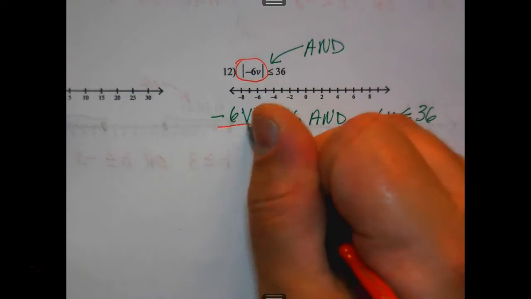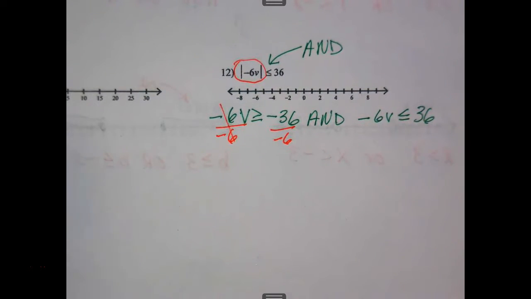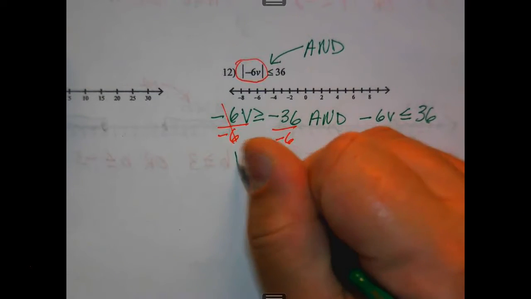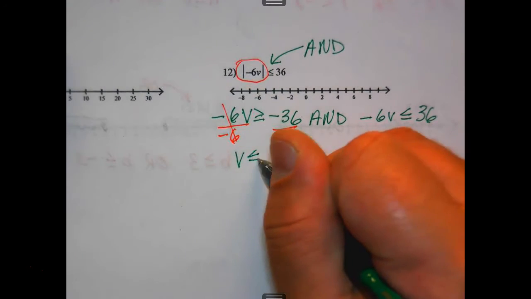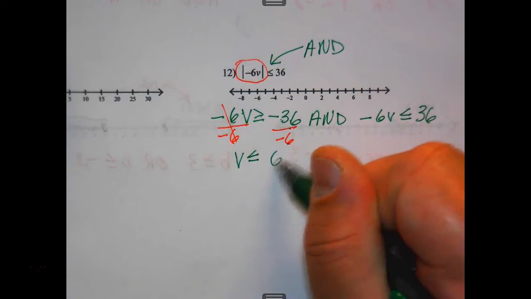Okay, divide both sides by -6. Now, when I divide, quiet guys, when I divide a number or an inequality by a negative number, I have to flip my sign again. Okay, when I multiply or divide by a negative number, I have to flip my sign. So I get v less than or equal to -36 divided by -6 is +6.